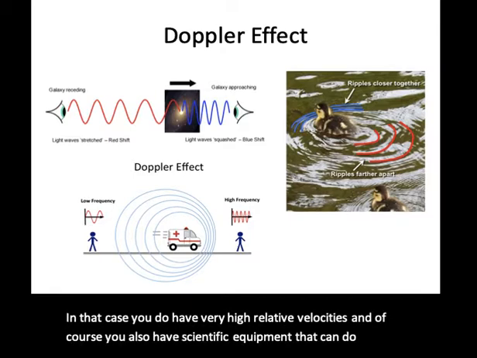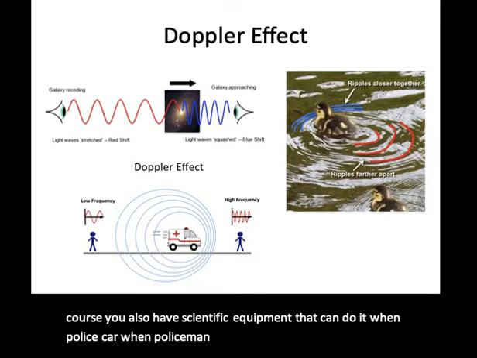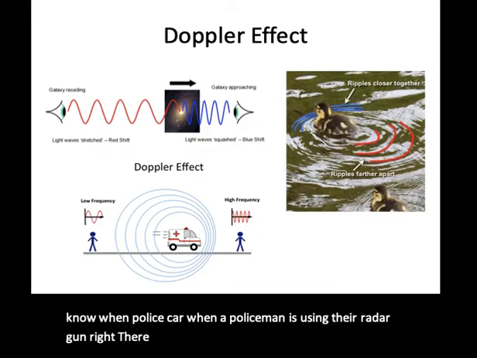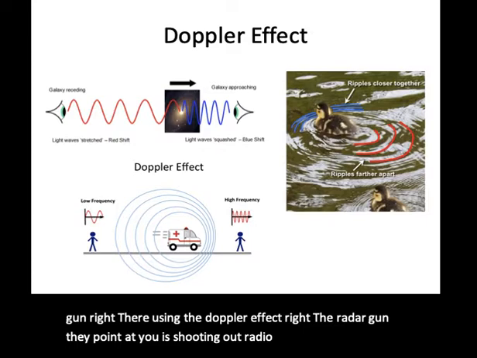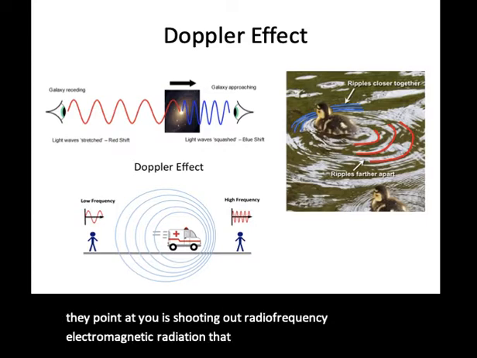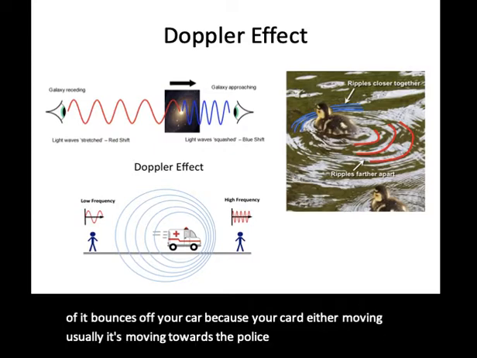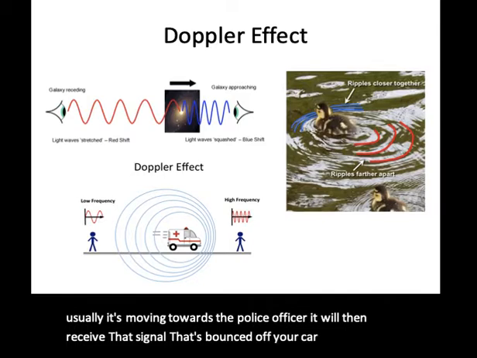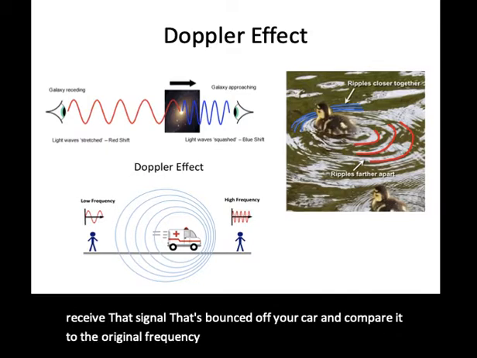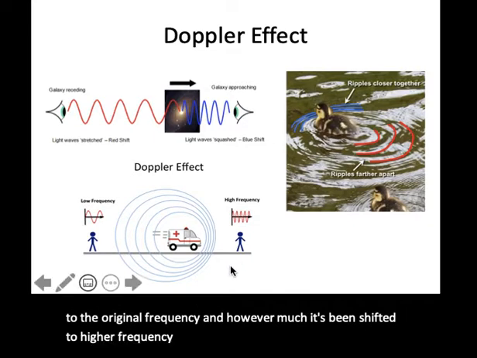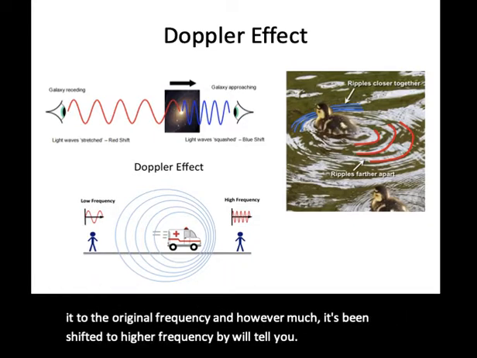When a policeman is using their radar gun, right, they're using the Doppler effect. The radar gun they point at you is shooting out radio frequency electromagnetic radiation that the gun knows the frequency of. It bounces off of your car, because usually your car is moving towards the police officer. It will then receive that signal that's bounced off your car and compare it to the original frequency, and however much it's been shifted to a higher frequency will tell you how fast you're going.